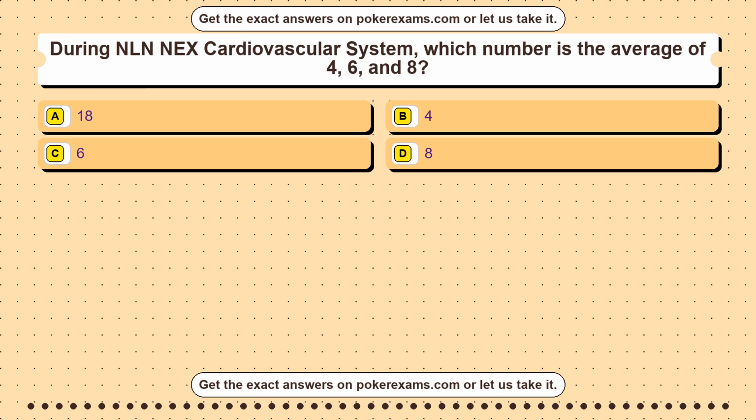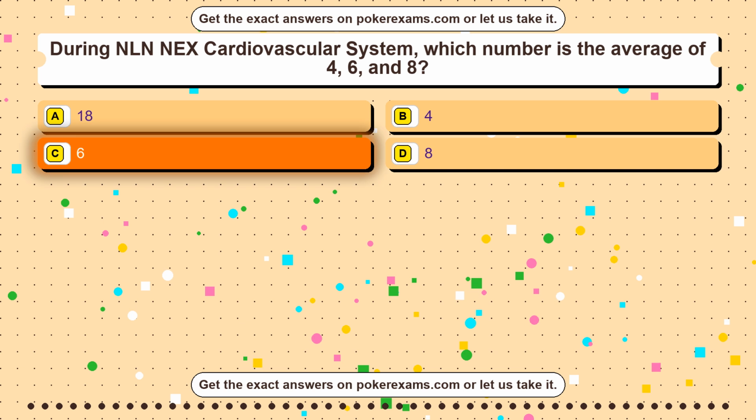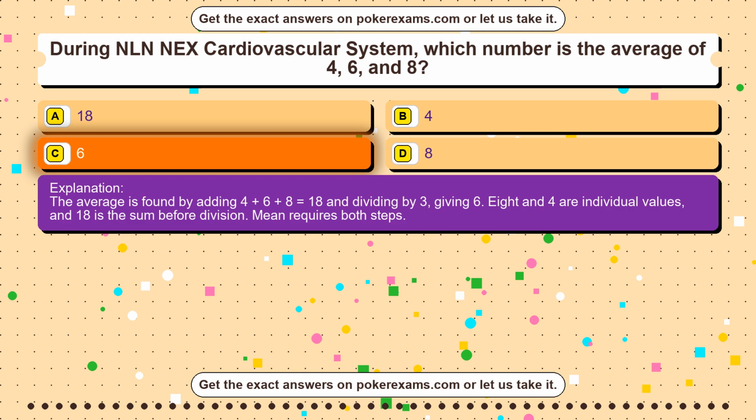Question 11. During NLN NEX Cardiovascular System, which number is the average of 4, 6, and 8? Option A, 18. Option B, 4. Option C, 6. Option D, 8. The correct answer is option C. 6. The average is found by adding 4 plus 6 plus 8 equals 18 and dividing by 3, giving 6. 8 and 4 are individual values, and 18 is the sum before division. Mean requires both steps.